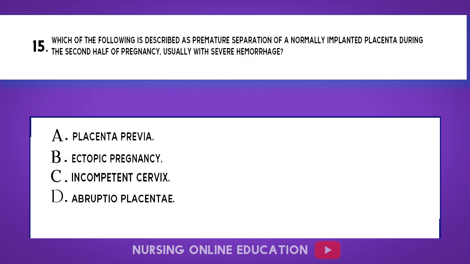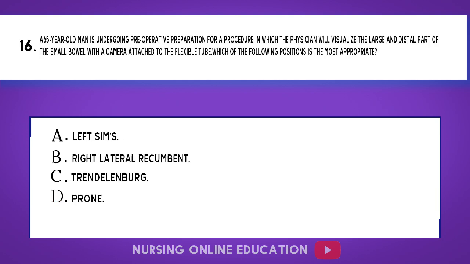15. Which of the following is described as premature separation of a normally implanted placenta during the second half of pregnancy, usually with severe hemorrhage? A. Placenta previa, B. Ectopic pregnancy, C. Incompetent cervix, D. Abruptio placentae. The answer is option D. Abruptio placentae.